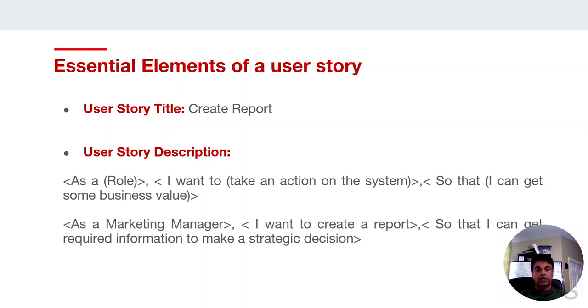So if we convert that into an example, as a marketing manager role, I want to create a report. That's an action that the marketing manager is taking on the system, so that I can get required information to make a strategic decision. That's basically the benefit that a marketing manager is seeking from this story. So three parts to it.